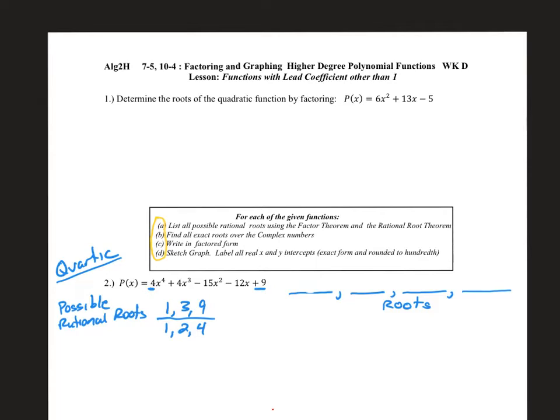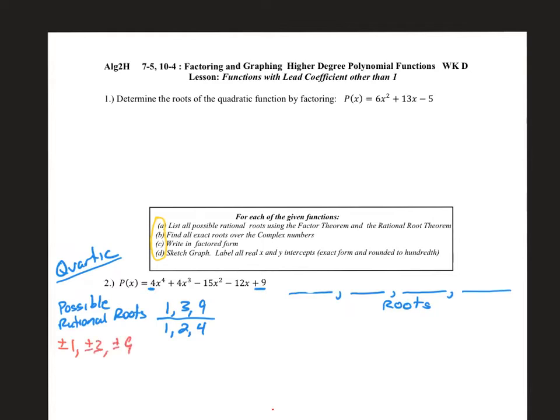So now I'm going to make a list, and I'm just going to take each of the factors on the top, divide them by each of the factors on the bottom, and stick a plus minus in front of them. And so what do I end up with? I end up with plus or minus 1, plus or minus 3, plus or minus 9.